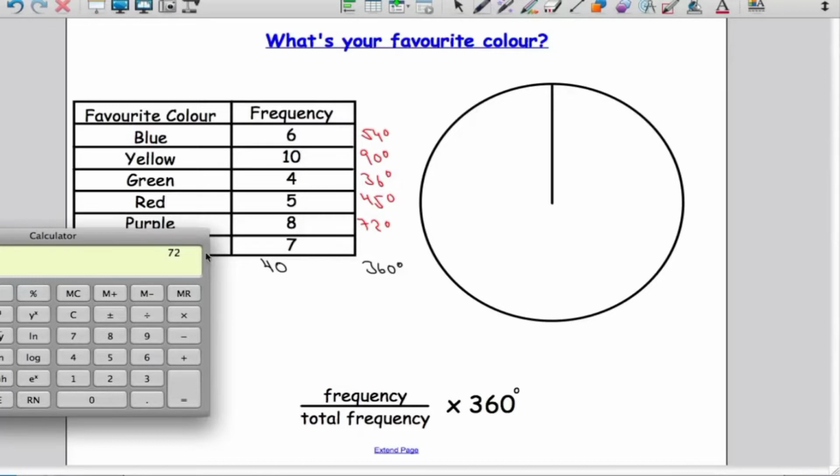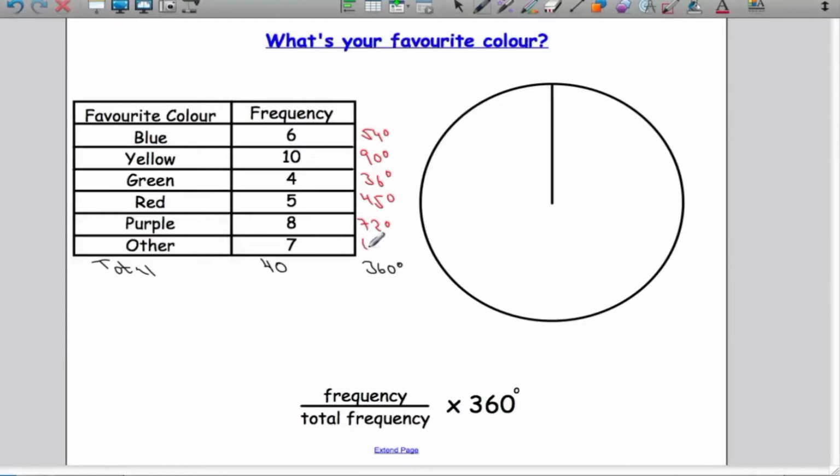Then finally, the frequency for other is 7 divided by 40 times 360 gives us 63 degrees. So when you sum all of the results, it must give you 360 degrees.